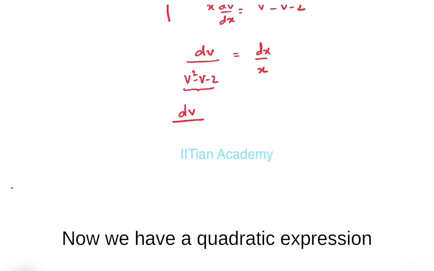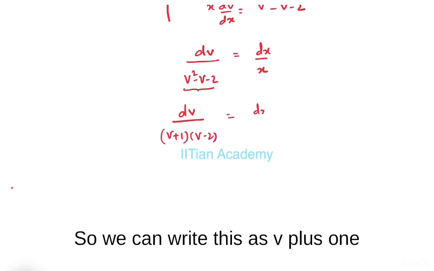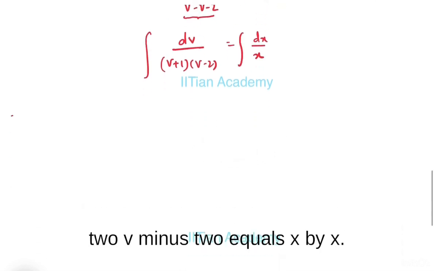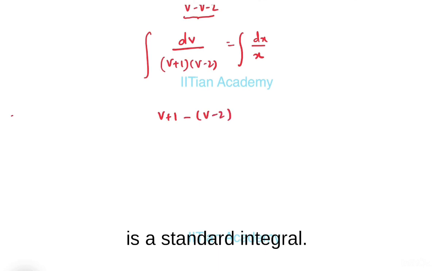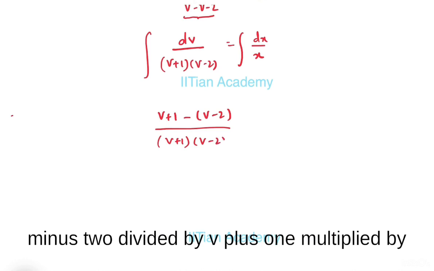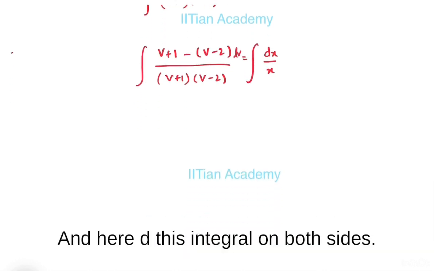Now we have a quadratic expression in the denominator which is factorizable. So we can write this as v plus 1 into v minus 2 is equal to dx by x. Now integrating both sides, this is a standard integral. We can write the numerator as v plus 1 minus v minus 2, divided by v plus 1 multiplied by v minus 2 equals dx by x, and here dv, integrating on both sides.